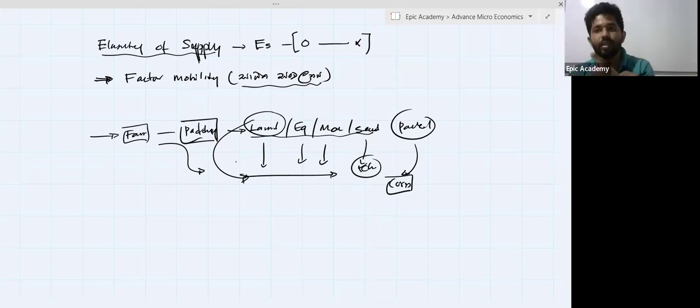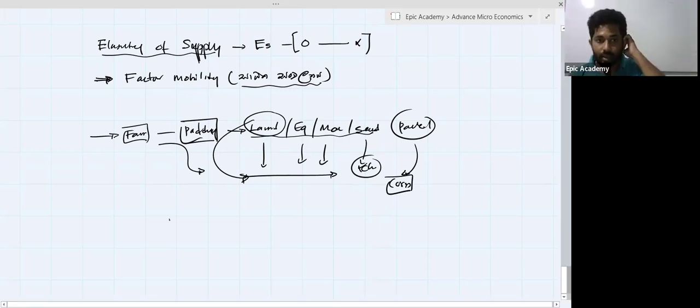But just consider, ABC company produces only motorboats.